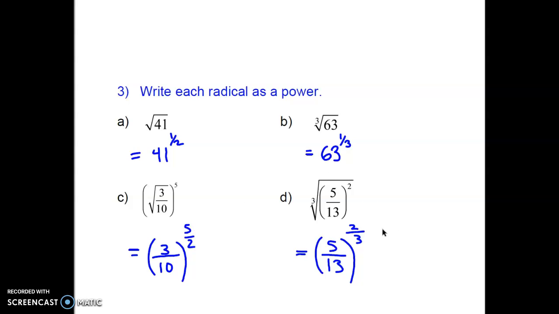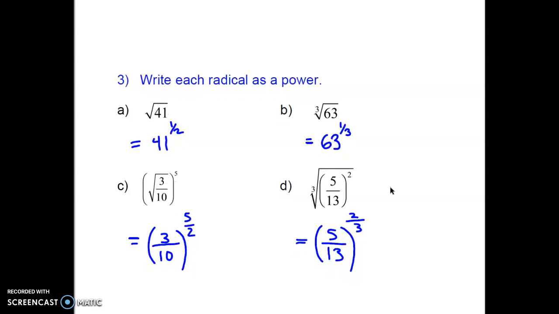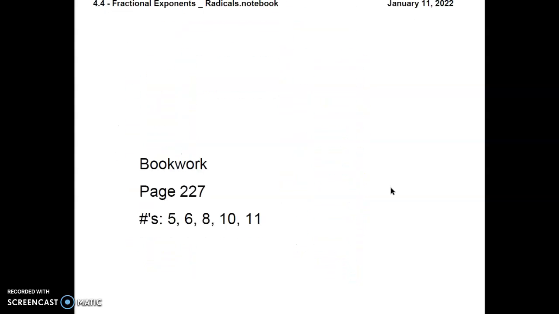Okay, how about this one? We have the cube root of 5 over 13 squared. So our index, look at your index first, that's the denominator, the bottom of the fraction. So it's going to be 3, and then the power in the root is 2. So that's our numerator. So 5 over 13 to the power of 2 over 3.